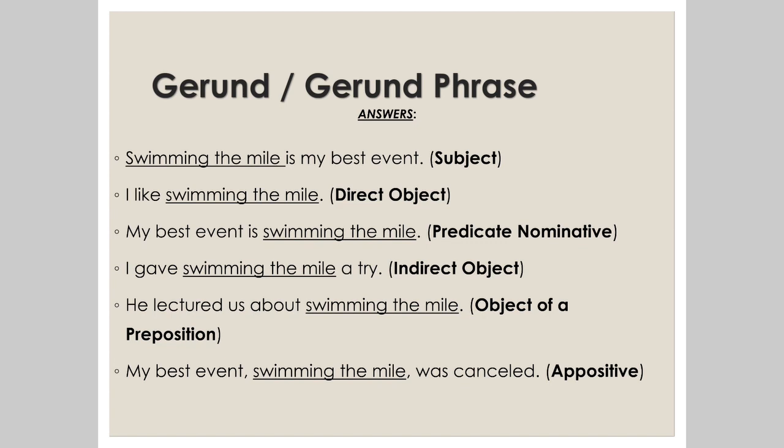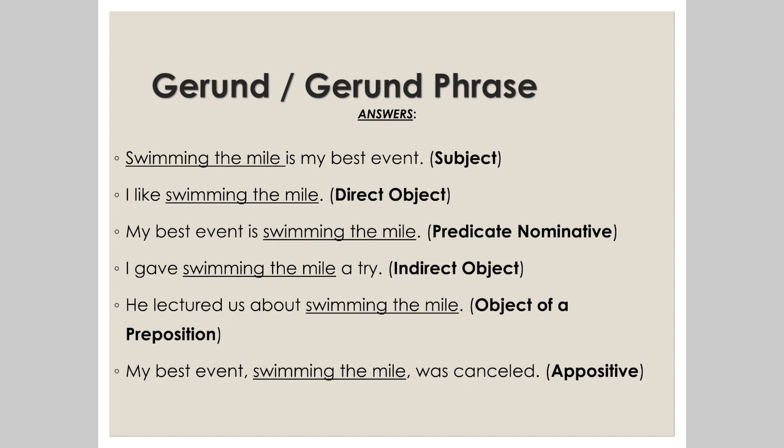And maybe in the next classes we will see direct and indirect objects or predicate nominatives. Next one: he lectured us about swimming in the mile. That is an object of a preposition. Can you see that "about" is a preposition? So if a preposition comes before a gerund, that gerund becomes an object of a preposition, but it is still a gerund. My best event, swimming in the mile, was canceled.